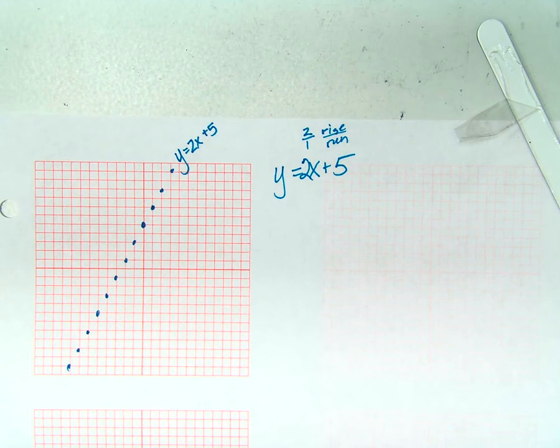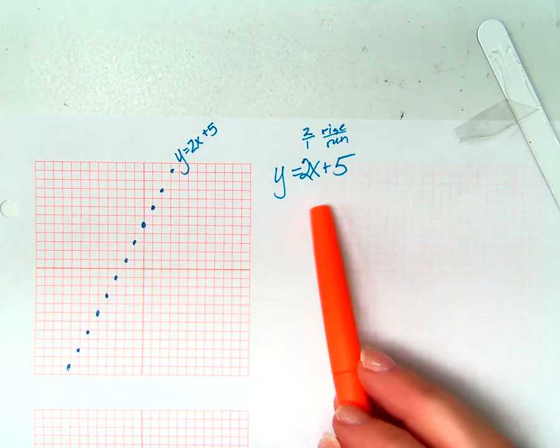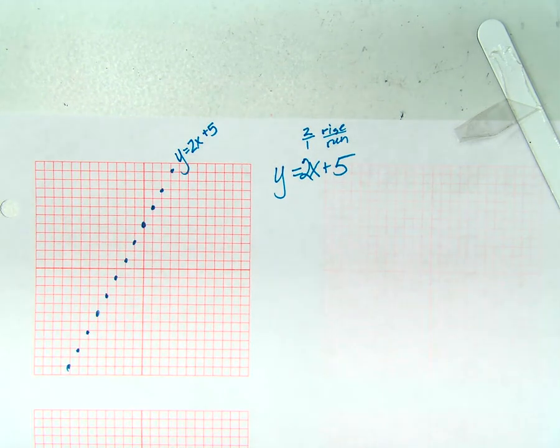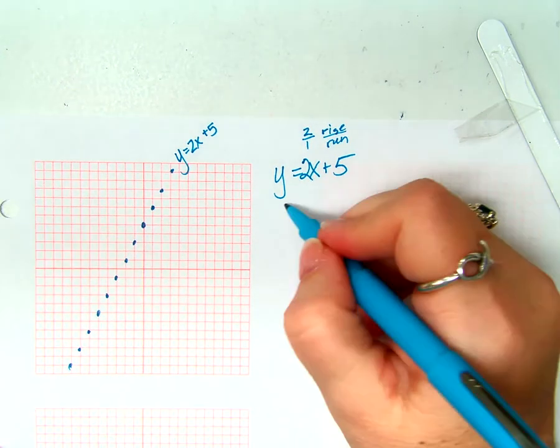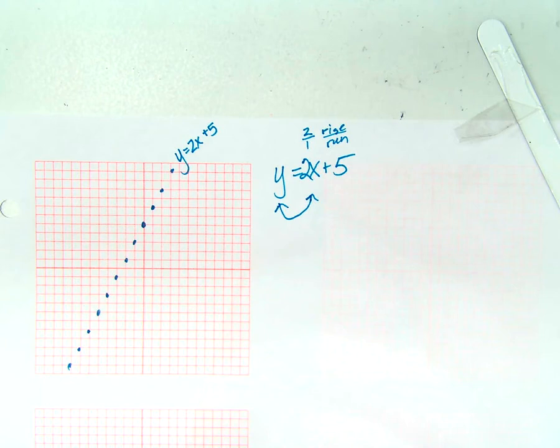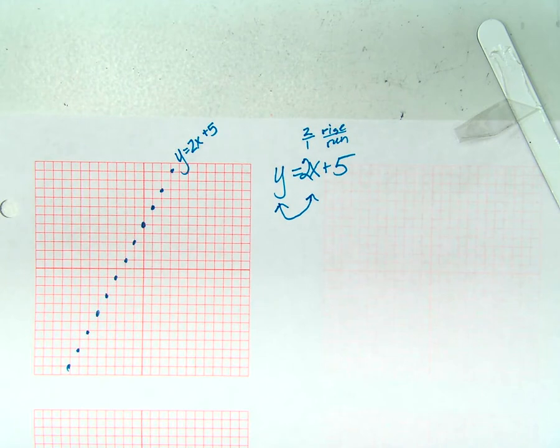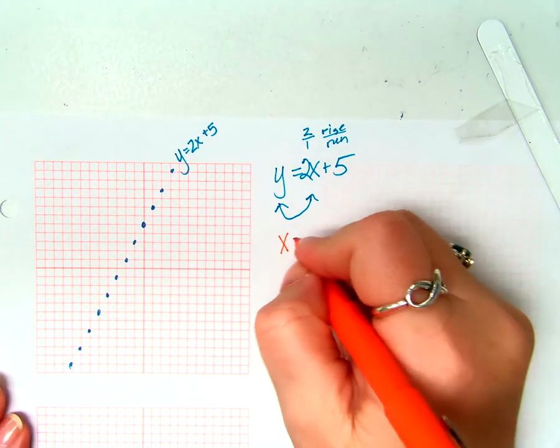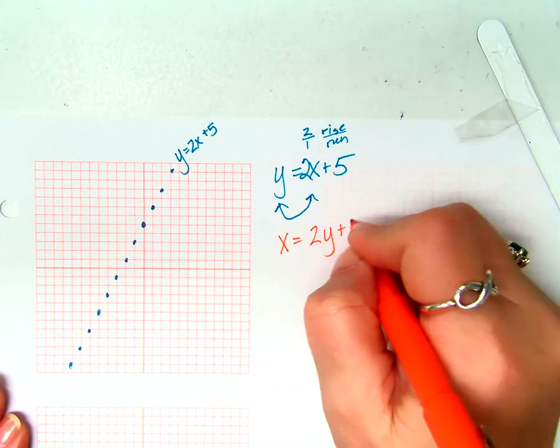I'm going to draw the line, or are you okay with me just leaving the points there? Good? Okay. I want to find the inverse of this function. How do I find the inverse? I need to switch my x and my y. Just the x and the y, not anything else. X equals 2y plus 5.